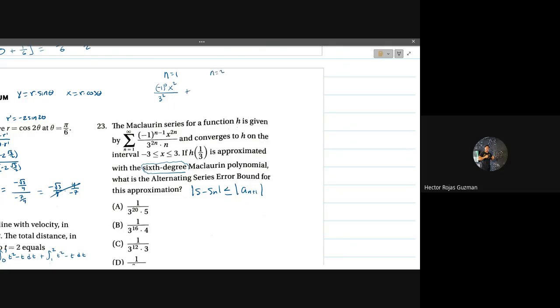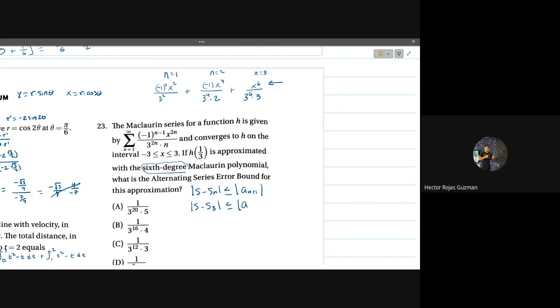If I plug in n is equal to 2, then I get -1 to the power of 1 times x to the power of 4 divided by 3 to the power of 4 times 2. And if I plug in n is equal to 3, then I get -1 squared, so I'm not going to write it, x to the 6 over 3 to the power of 6 times 3. Okay. And I'm going to stop right there because I already have my 6th degree. So it took me 3 terms to get to the 6th degree.